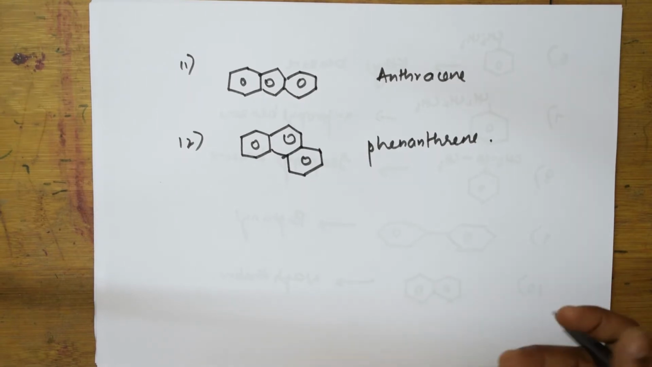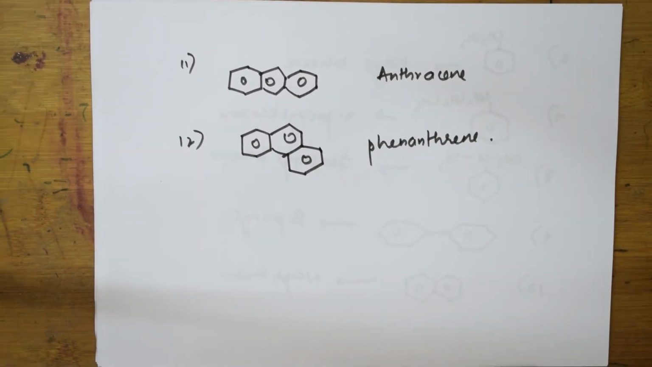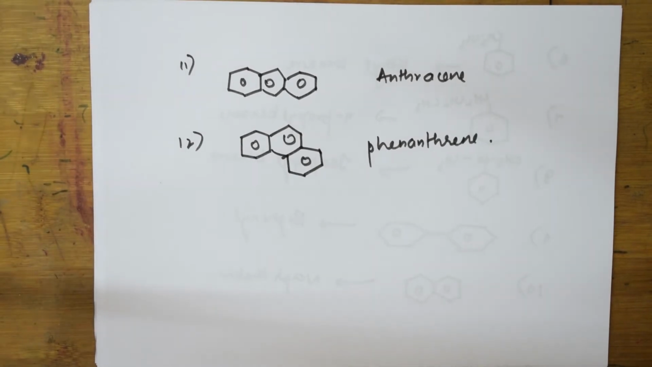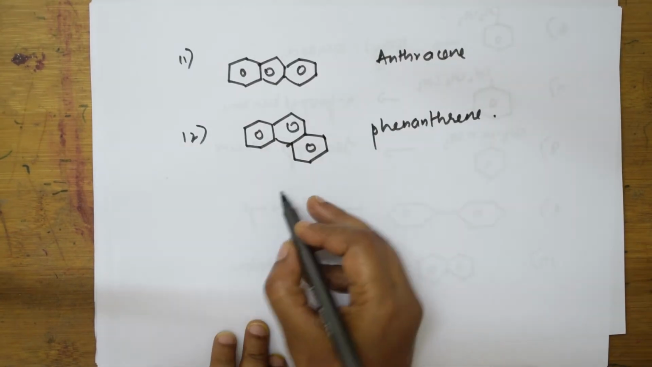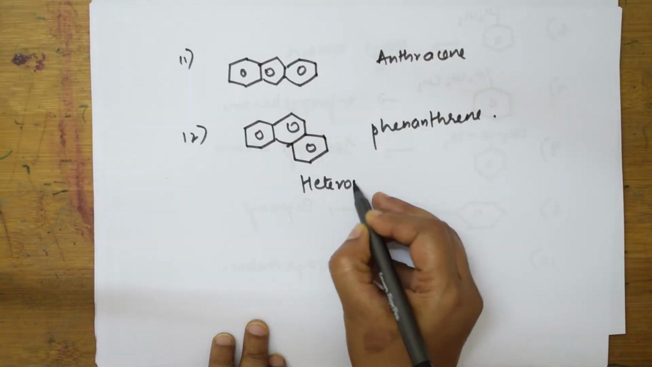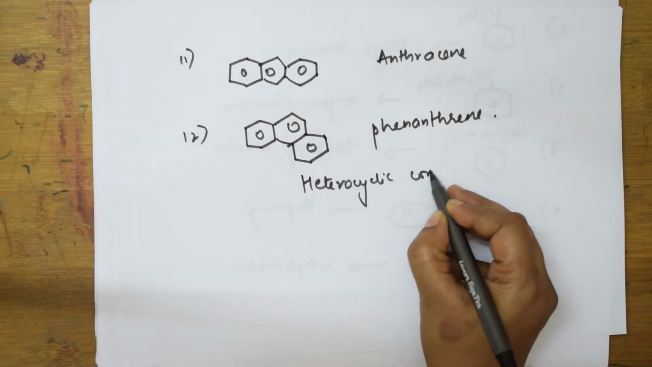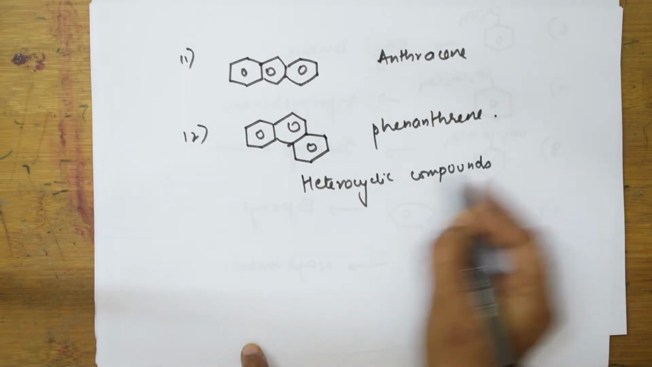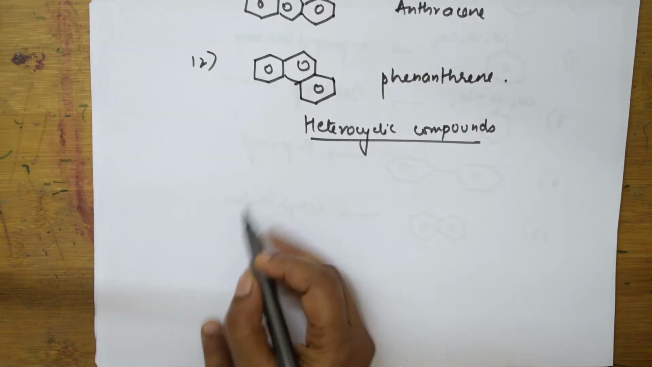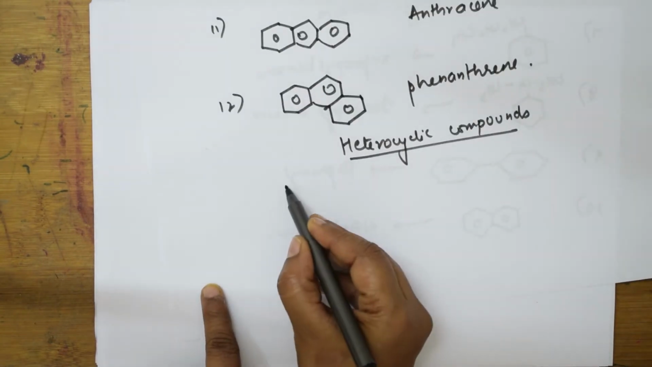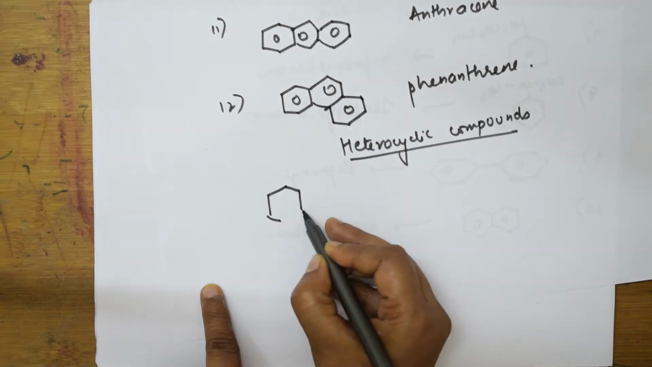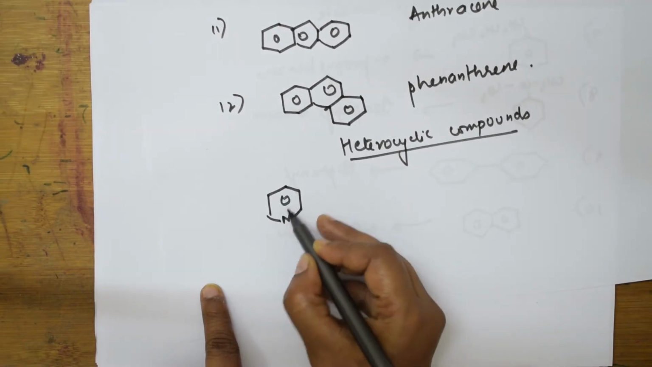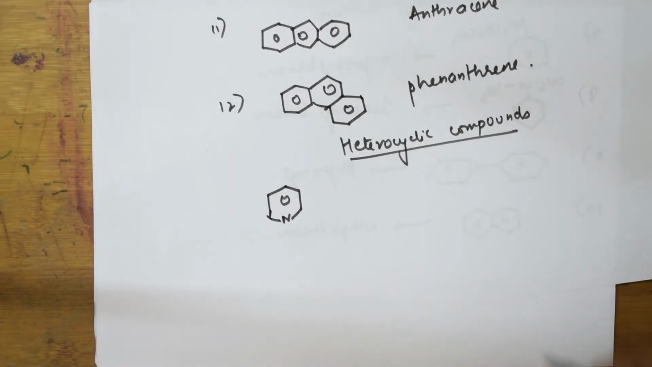Now let me go into the next class, that is heterocyclic compounds. I'm trying to teach you the different classes of compounds, so I've picked up some. Now we will see what heterocyclic compounds are. Just see how they look. This is your benzene ring. Hetero means a different atom. In the benzene ring, you have a different atom like nitrogen, oxygen, sulfur. Then we call it a heterocyclic compound.